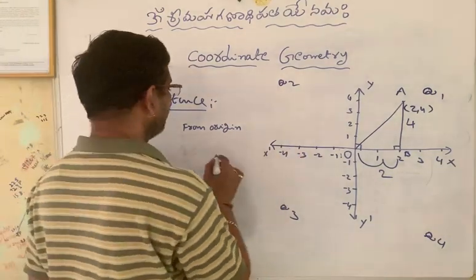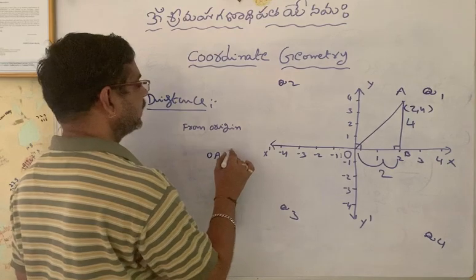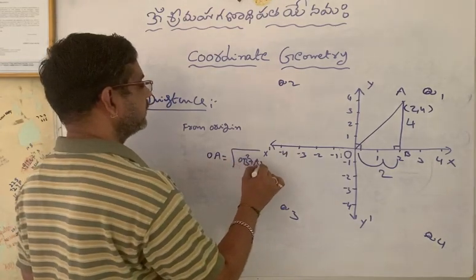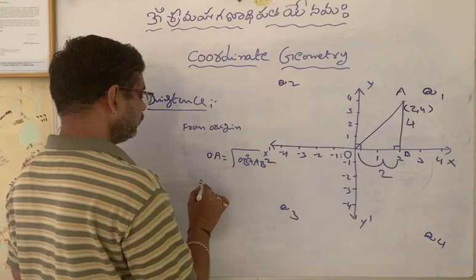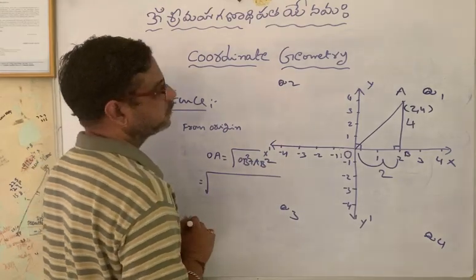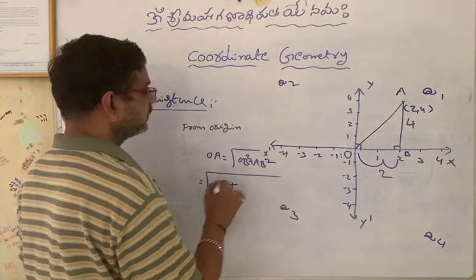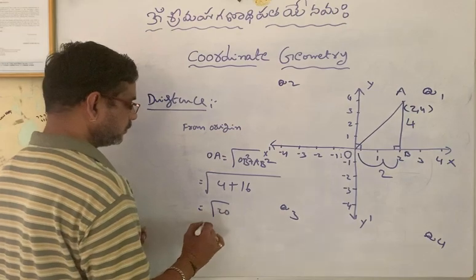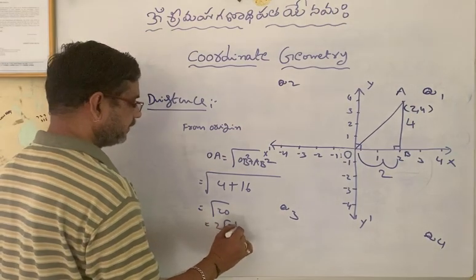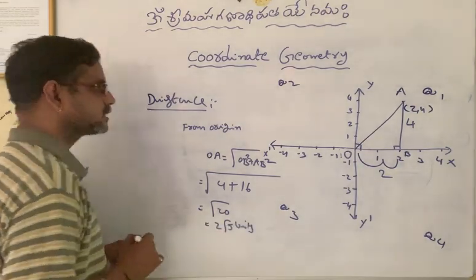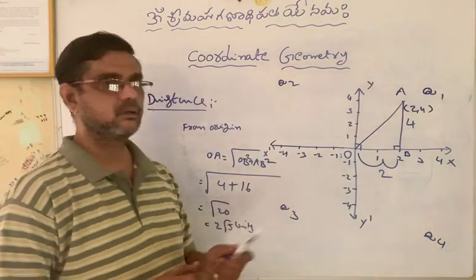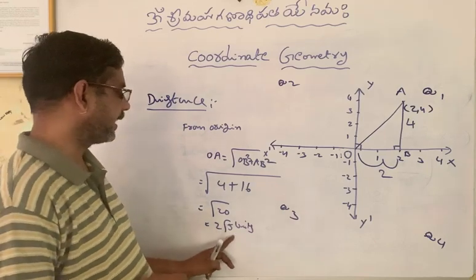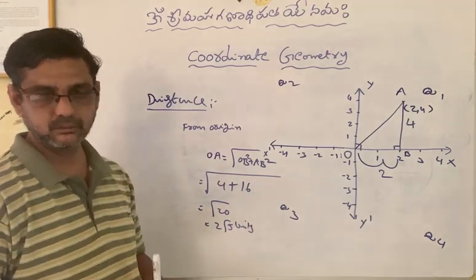So what is the length of OA? It is the square root of OB square plus AB square. OB square is 4, AB square is 16. So root over 20, which is 2 root 5 units. So the distance between the origin and the point A is 2 root 5 units.